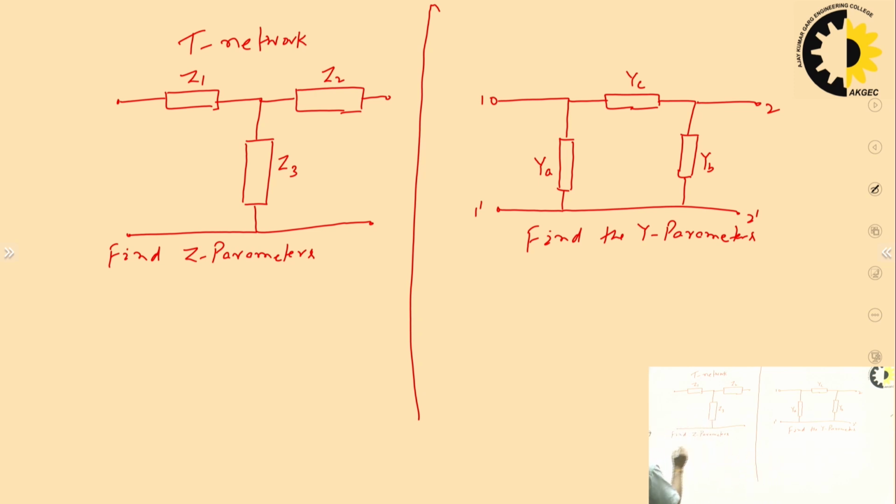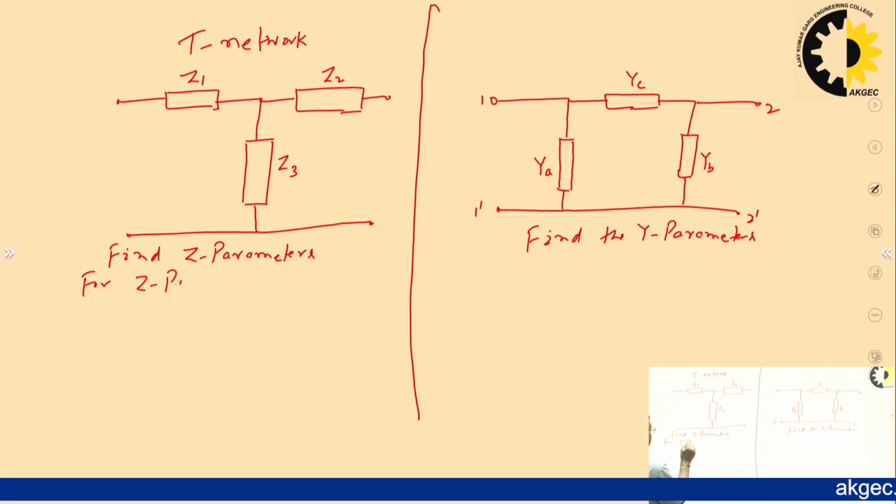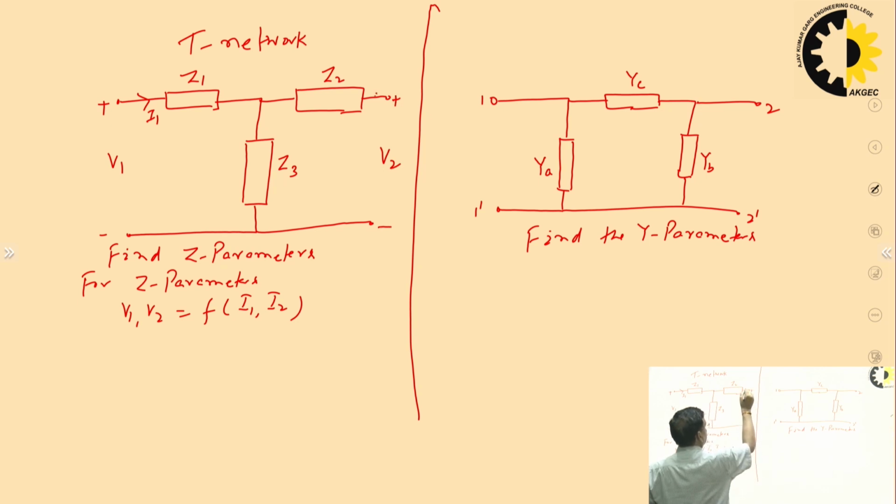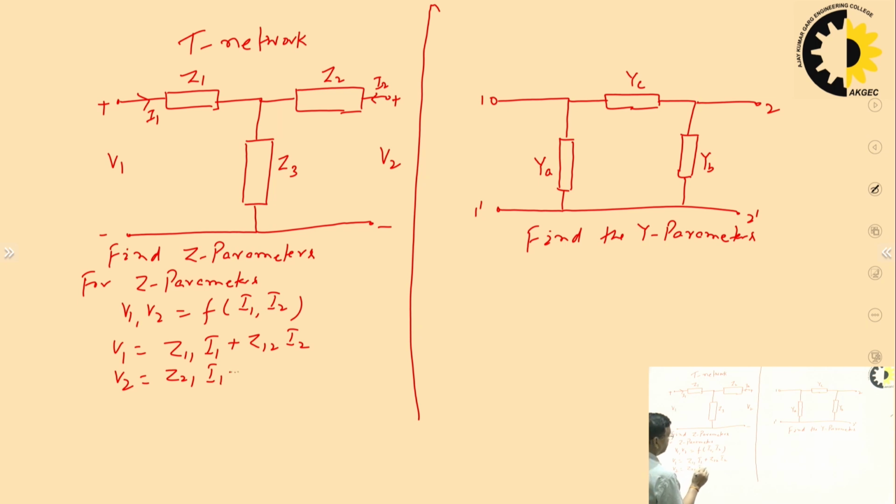So, here, for the T network, we know that for Z parameters, V1 and V2 are functions of I1 and I2. This is your V1, plus and minus, this is your I1, and this is your V2, and this is your I2. If V1 and V2 are the functions of I1 and I2, we get the Z parameters. It means V1 and V2 are the dependent variables and I1 and I2 are the independent variables. So, we can write V1 is equal to Z11 I1 plus Z12 I2, and V2 is Z21 I1 plus Z22 I2.